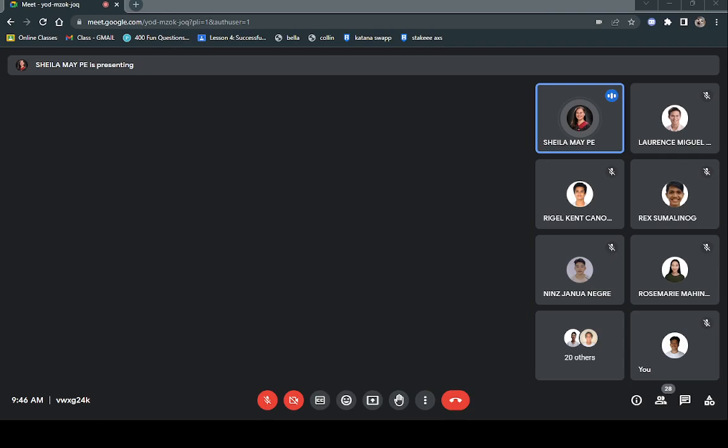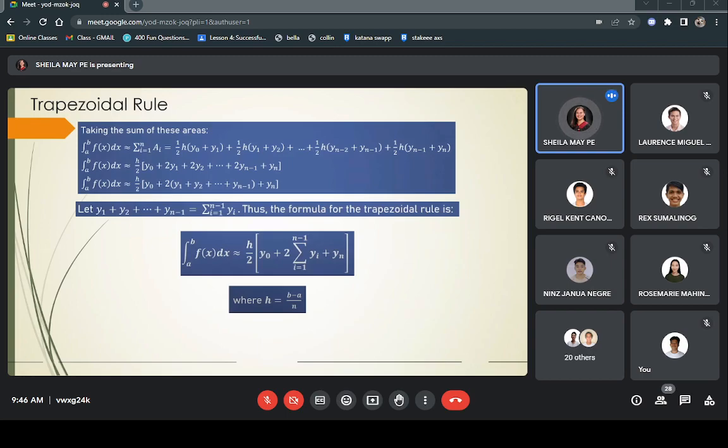Next, taking the sum of those areas, we sum them, class, because as per the integration process, we need to add all those areas of our trapezoids. Now adding those, you can see there the summation of our area wherein i is from 1 to n. We summed them, class, and filtered the common terms. And this one here, if you can see it, is considered the summation of our yi, wherein i is from 1 to n minus 1.